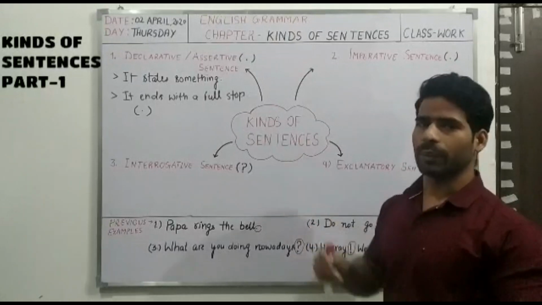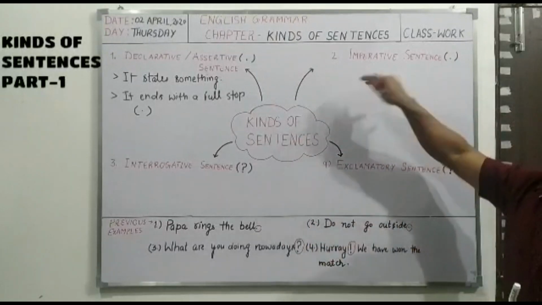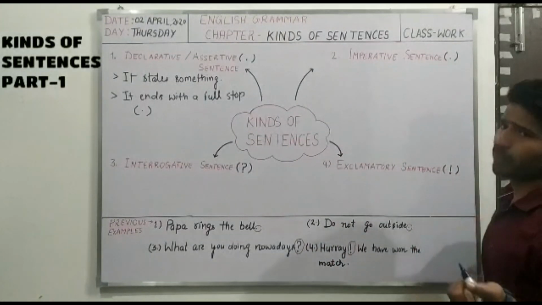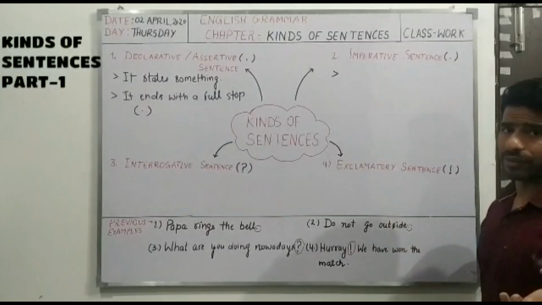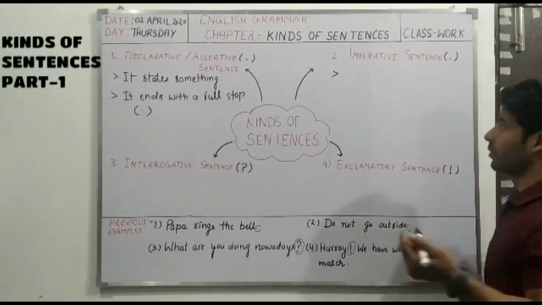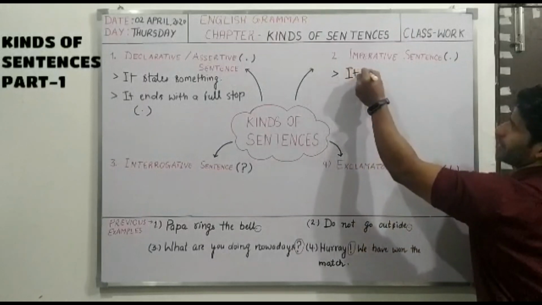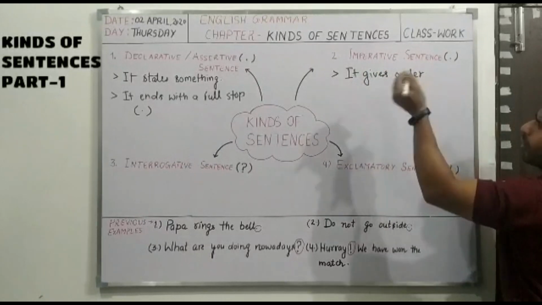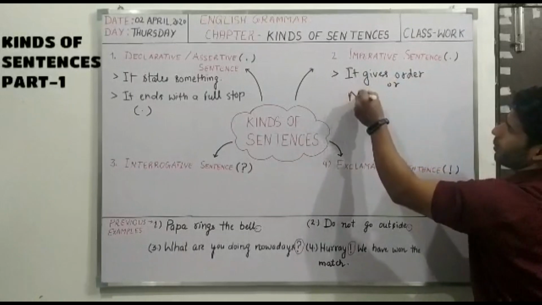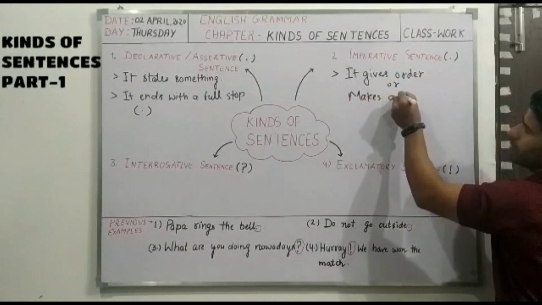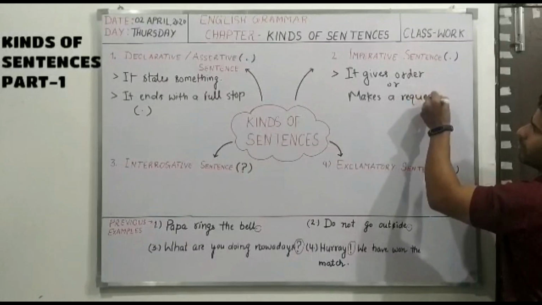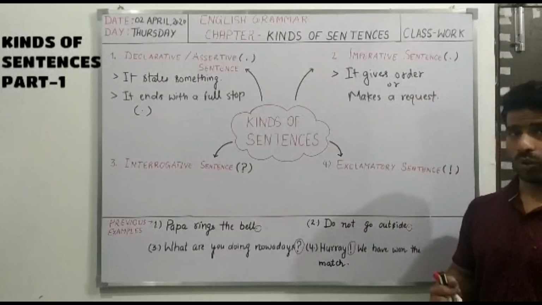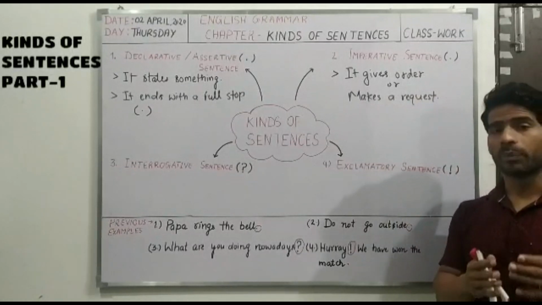Now let's move on to the other type of sentence. And we have imperative sentence as our second type. So how can you identify an imperative sentence? In imperative sentences, it gives us an order, okay? That means it gives an order or makes a request. A sentence which gives an order or makes a request will become an imperative sentence.